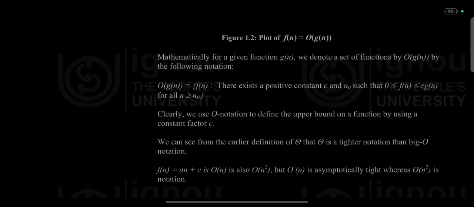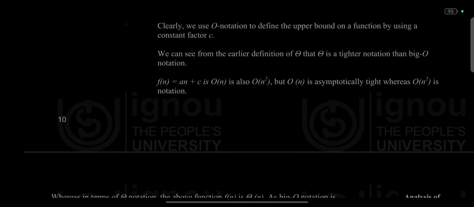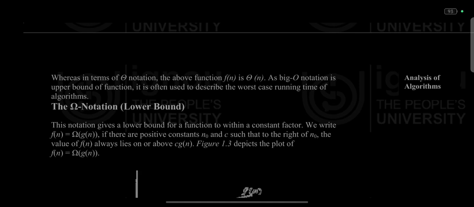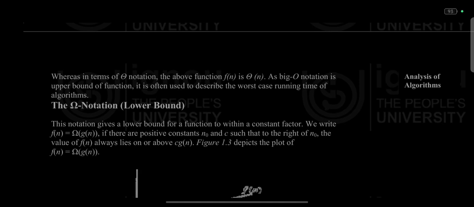Clearly, we use big O notation to define the upper bound on the function by using a constant factor c. We can see from the earlier definition of theta that theta is a tighter notation than big O notation. f(n) = n + c is big O n. n is also big O n square, but O n is asymptotically tight, whereas big O n square is not. In terms of big theta notation, the above function f(n) is theta n.